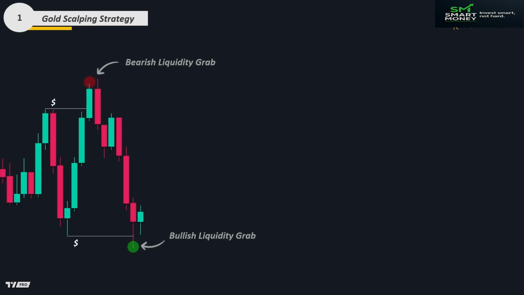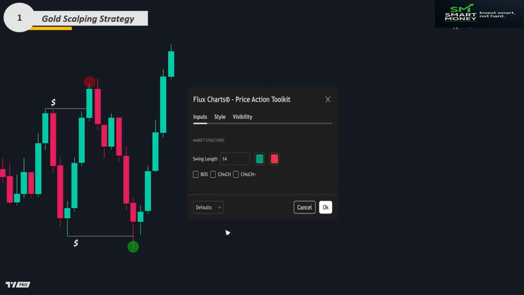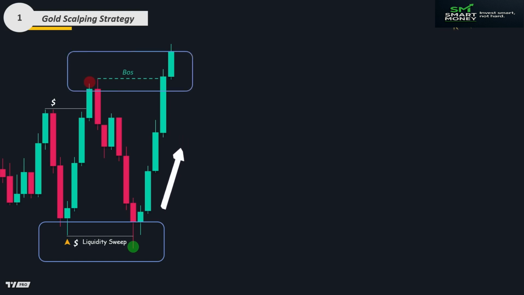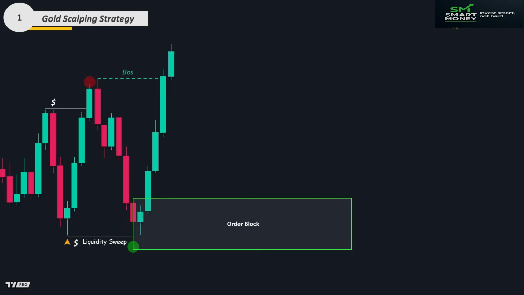Next, go to the indicator settings and activate the BOS and CHoCH checkboxes. Here in this example, we can see a bullish liquidity grab where price sweeps below a recent key swing low, immediately shows a strong rejection to the upside, and finally leads to a bullish break of structure. In the next step, you need to mark out the order block that initiated both the liquidity grab and the break of structure. This becomes your higher time frame point of interest.